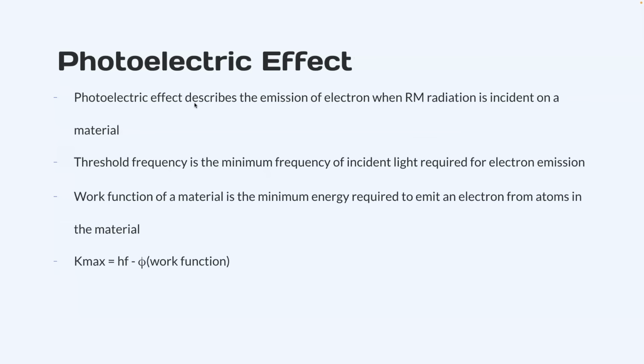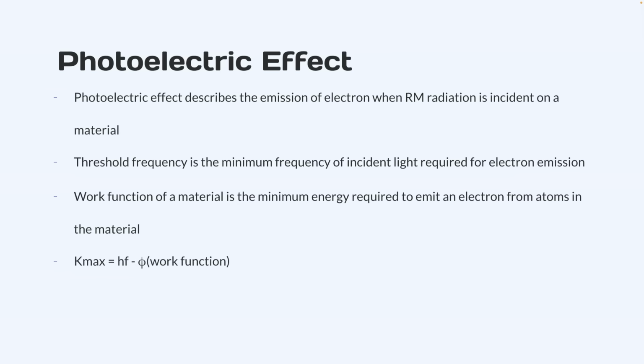The photoelectric effect. This describes the emission of electrons when electromagnetic radiation, I don't know why I put RM, it should be EM, EM radiation is incident on a material. The threshold frequency is the minimum frequency of incident light required for electron emission. And the work function of a material is the minimum energy required to emit an electron from atoms in the material.